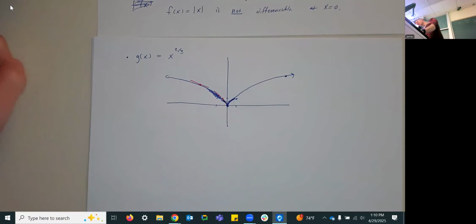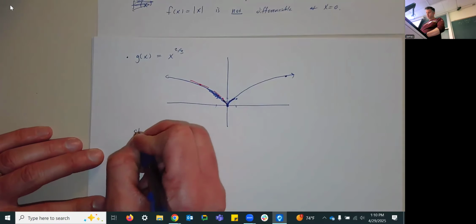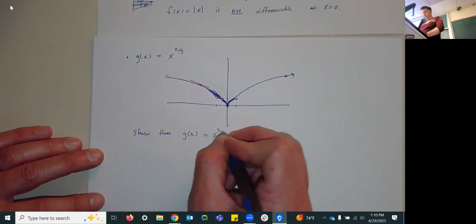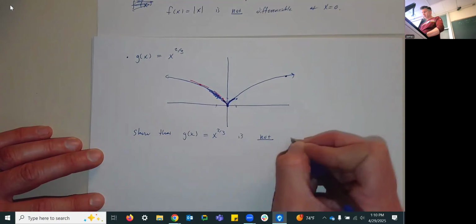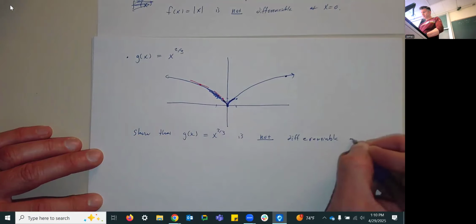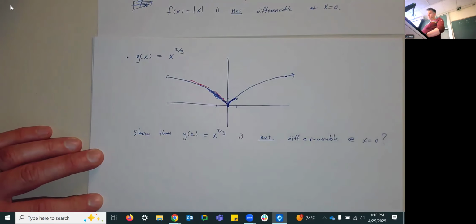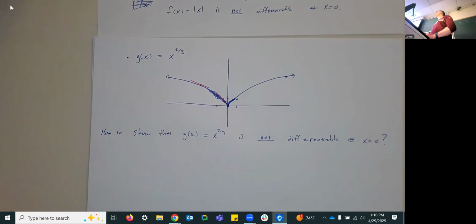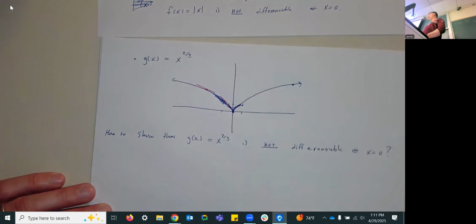How do we show that g of x equal to x to the 2/3 is not differentiable at x equal to 0? Yeah, it's a big question. So one way to do this would be to define the derivative as a function of x and then show that it's undefined at 0. But we don't quite have the tools for that just yet, because finding the derivative of x to the 2/3 the long way is really kind of gross.